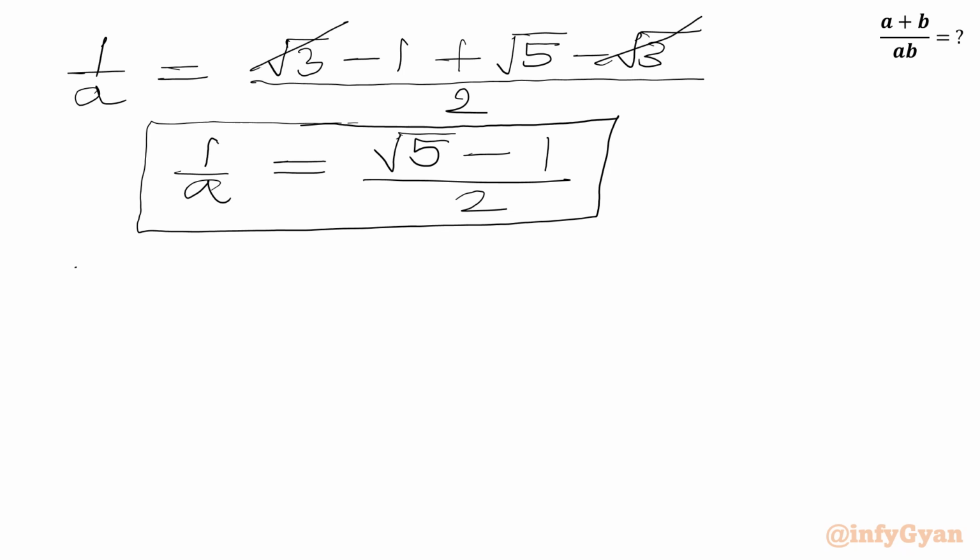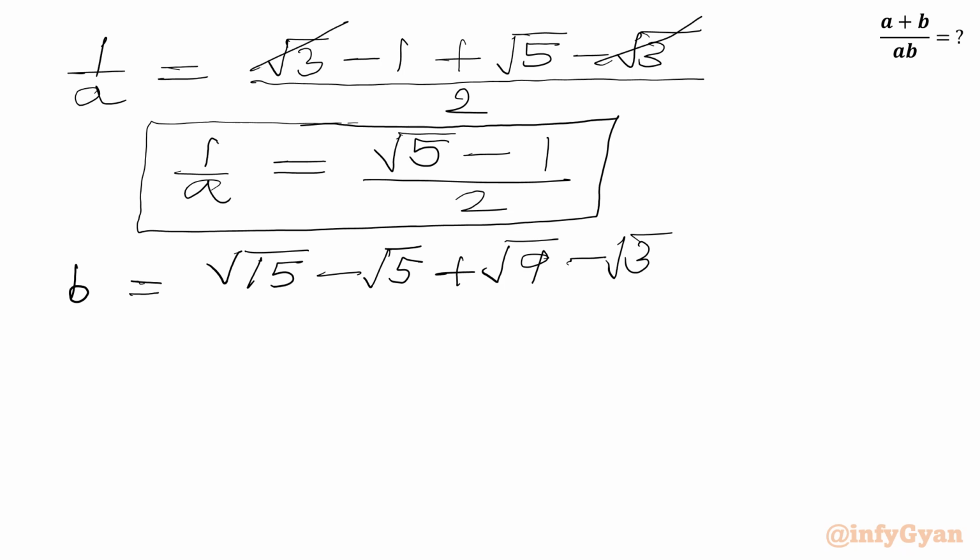Now we will consider expression b. If I write b, then I can write square root 15, then minus square root 5, then square root 9, then minus square root 3, over square root 12. Again we can write 2 square root 3, then we have square root 5, then we have minus 1.